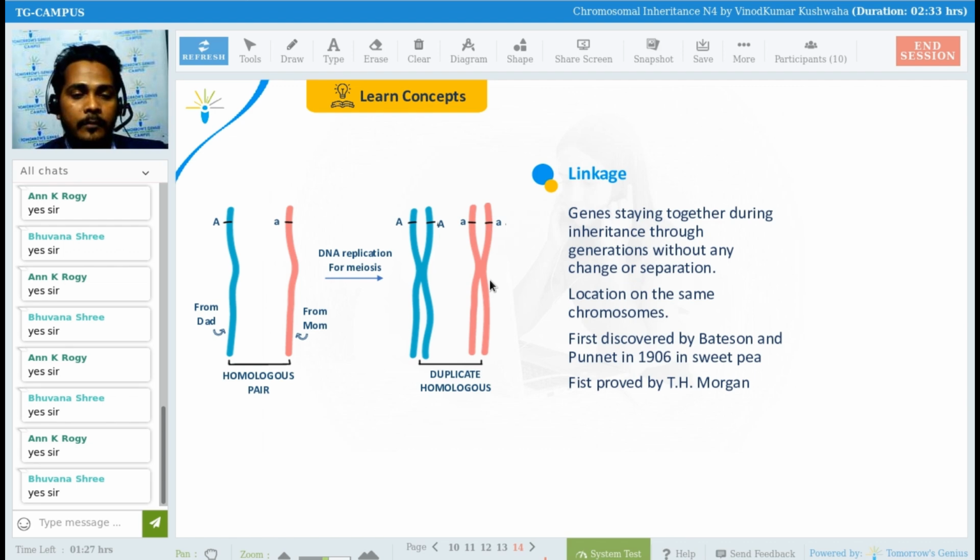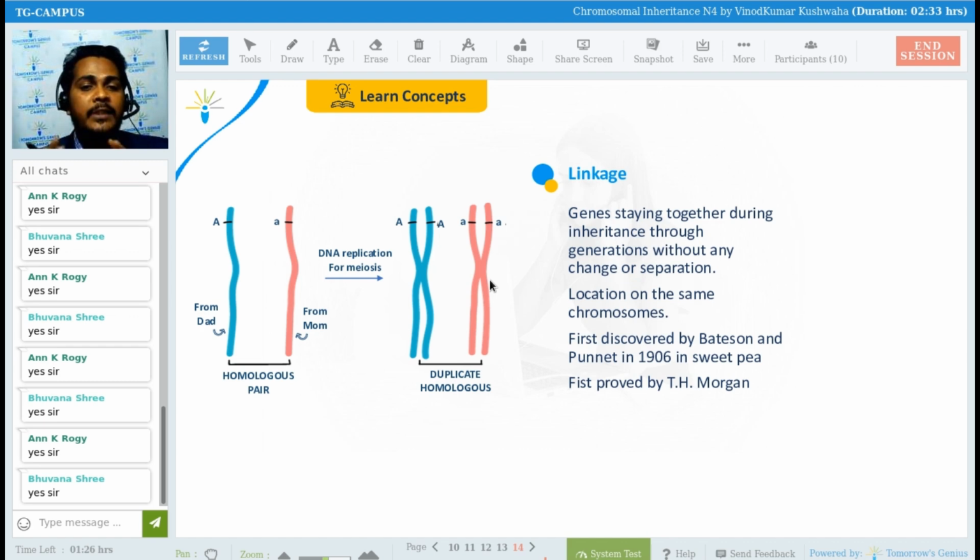Okay. Now sex linkage. Now what is linkage? Let's try to understand. Linkage, the name itself indicates, means the tendency of genes to stay together. Suppose there are two genes, they have to stay together during inheritance through a generation without any change or separation due to their being present on the same chromosome.